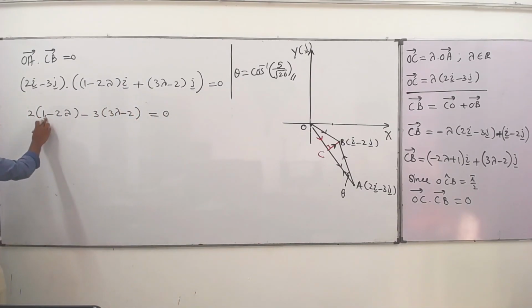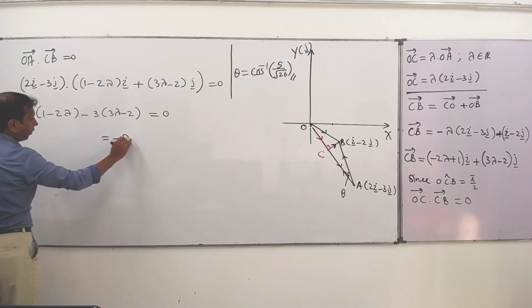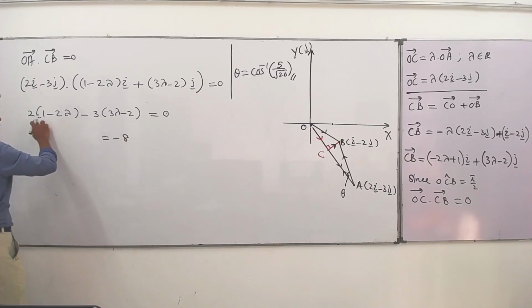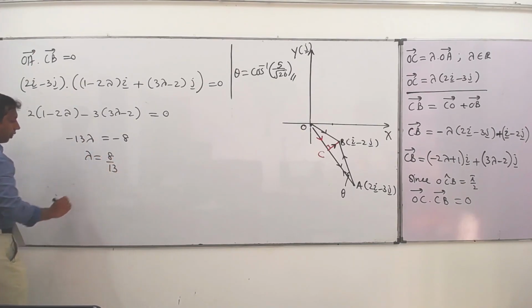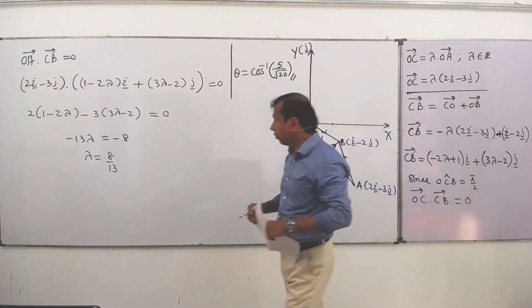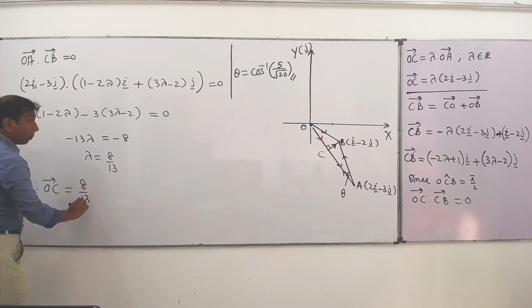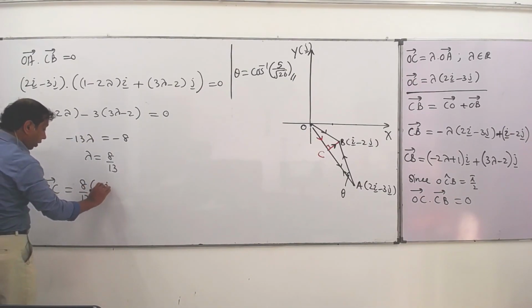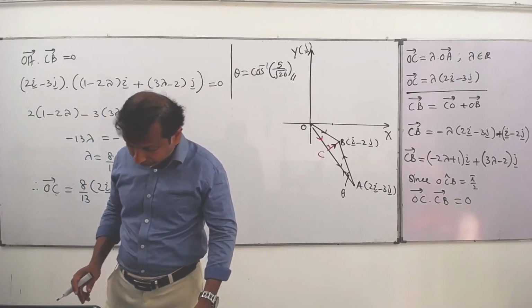Right, here we get 2 and here 6, 8 take to right hand side, minus 8. Here minus 9 lambda minus 4 lambda, minus 13 lambda. Lambda equals 8 by 13. Now we know lambda, then we can find OC. Okay, OC, right. Therefore OC vector equals lambda, means 8 by 13, 2i minus 3j. This is how we find the OC vector, right.